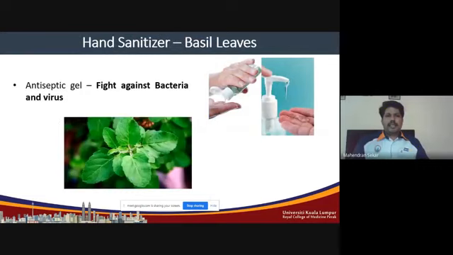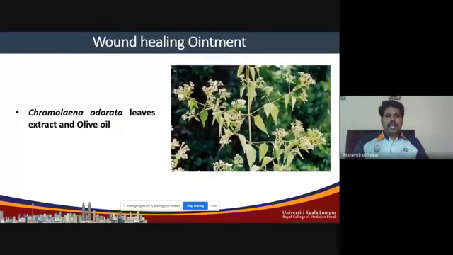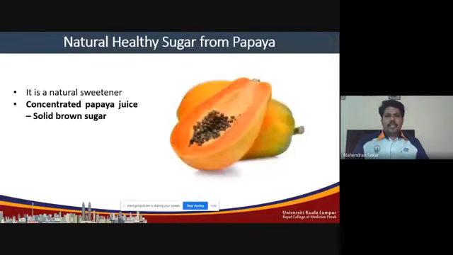And this is the hand sanitizer, which is mainly prepared from basil leaves. And this one is a wound healing ointment from Chromolaena odorata leaves and olive oil. And this one is sugar. Papaya extract has been concentrated and made into something like solid brown sugar, and this has been made as an alternative for sugar, especially for diabetic patients. This can be used.